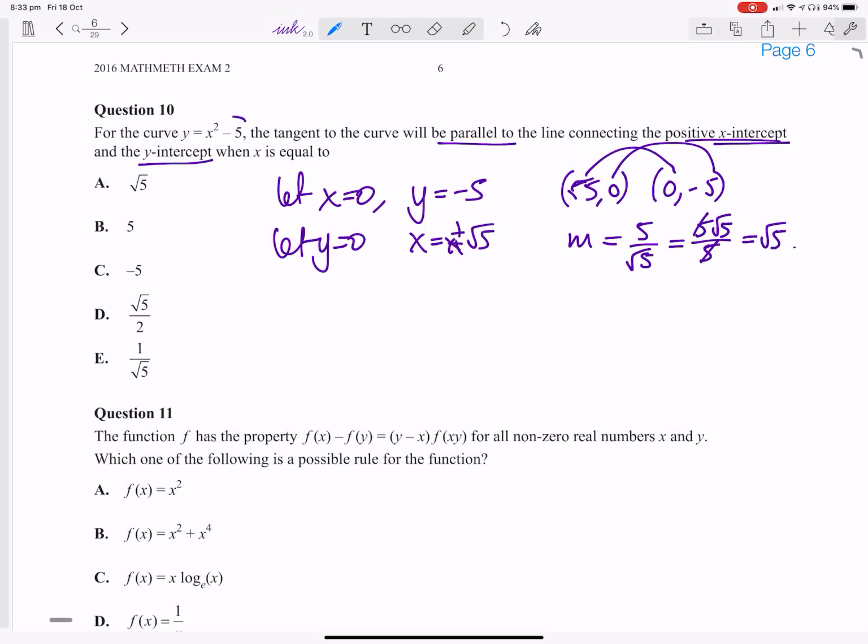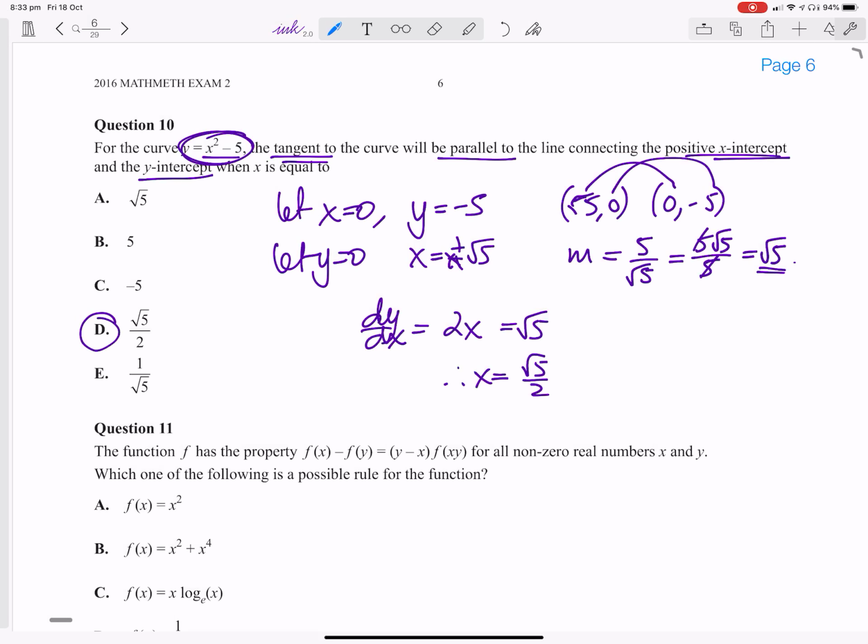So you want to know when the gradient of the tangent of this is equal to this gradient. So dy dx is 2x, and that equals root 5. So x equals root 5 on 2. So I worked out the gradient between those 2 points, I found the gradient for the curve, and I set them equal, and then solved for the x value, because it says when x is equal to.